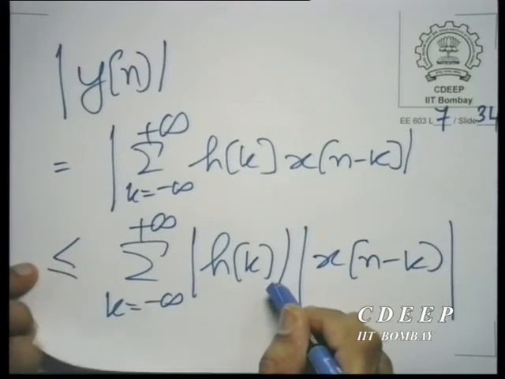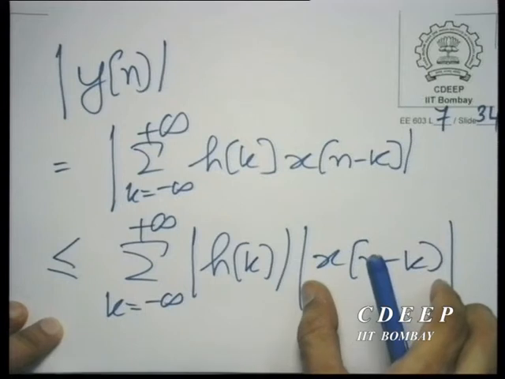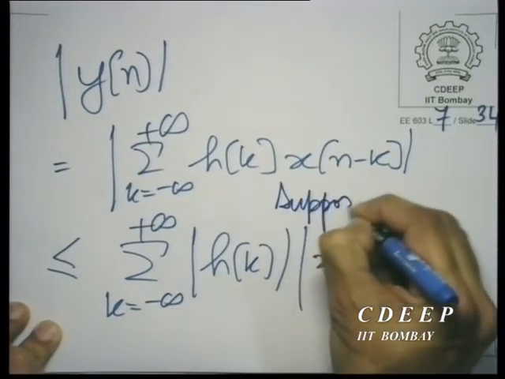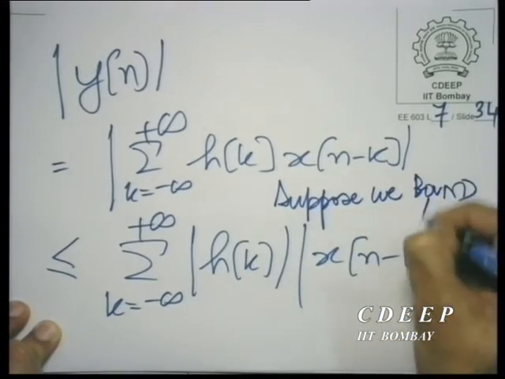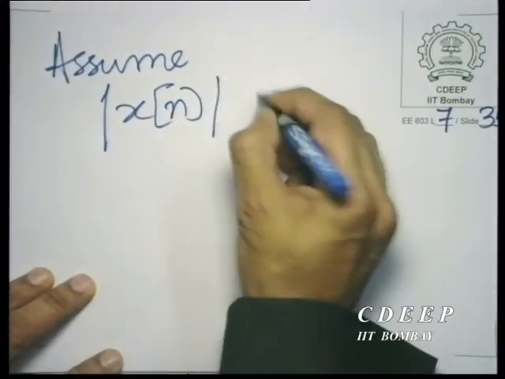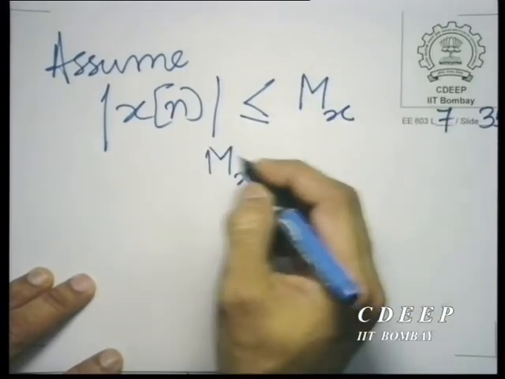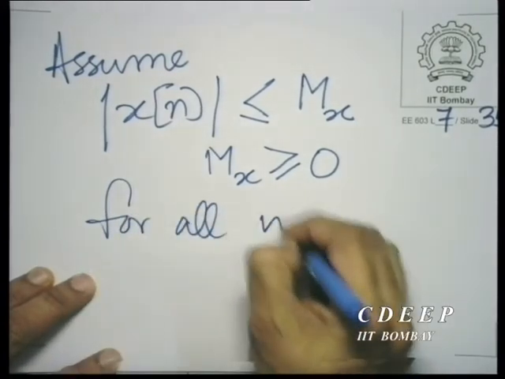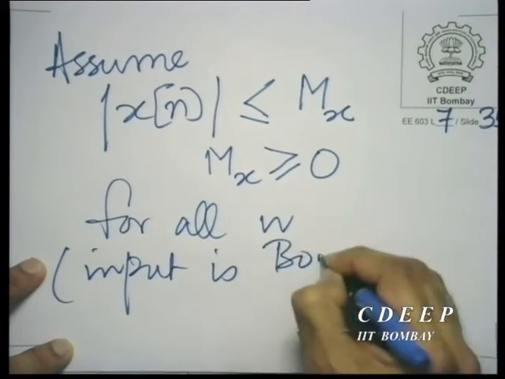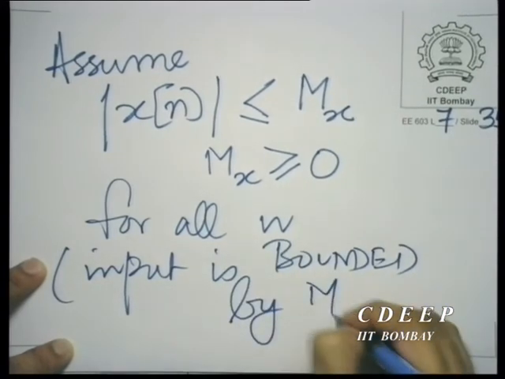Now let us look back at this. Suppose we manage to put a bound on this. Bound means we put a supremum on it. Supremum means we identify a finite non-negative number such that none of these magnitudes can be more than that number. In other words, let us assume that mod x[n] is less than or equal to some M_x, where M_x is a quantity greater than or equal to 0 for all n. In other words, the input is bounded by M_x. This is the terminology that we use. We say the input is bounded by M_x.